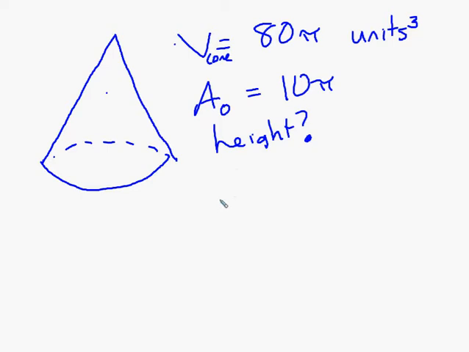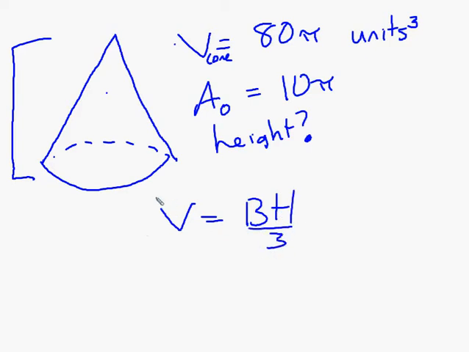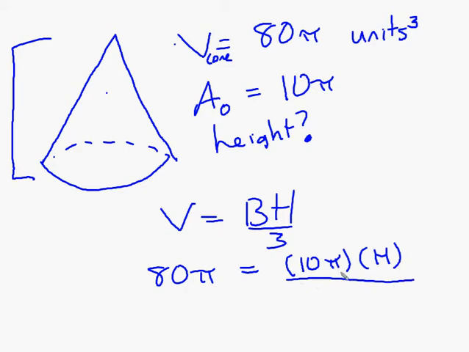So, in order to do that, see now I've given you the area of this circle. I'm looking for the actual height of this cone. So I'm going to write my formula for a cone. But I'm replacing V with what? 80 pi. And I'll replace big B with 10 pi. And I'll replace H with H, because I don't know what H is, right? I'm looking for it. And I have my 3.